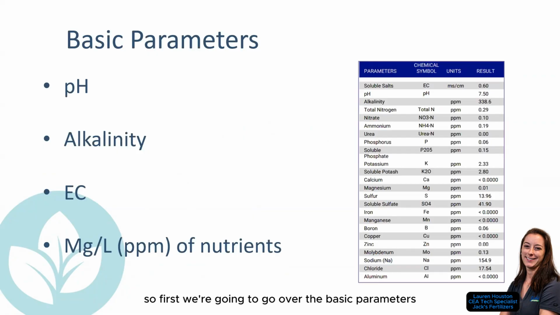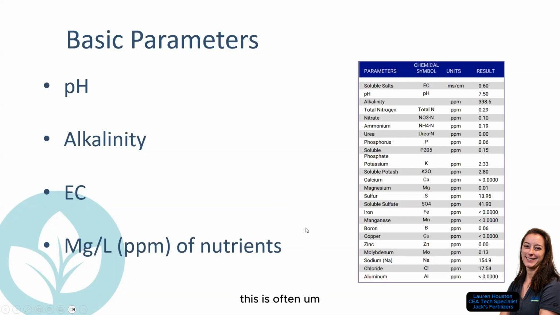So first, we're going to go over the basic parameters of solutions. Kind of what are we looking for? What's important in the solution that's going to really play into plant health, how plants are going to take up nutrients, that type of thing. So the big 4 parameters that you need to know over time are going to be pH, alkalinity, EC, and the concentration of individual nutrients.